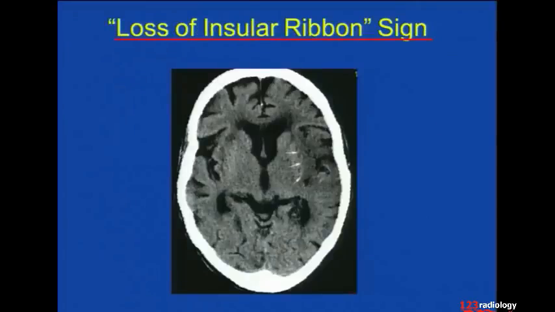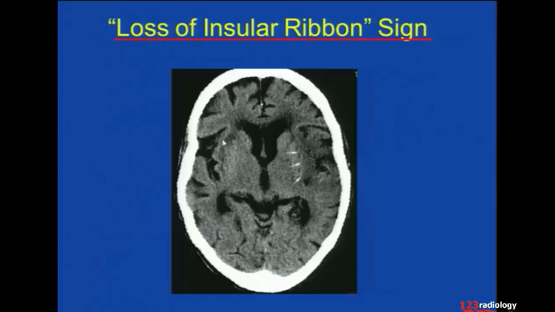So let's look at some examples here. Here is, I believe, a relatively obvious example of the insular ribbon sign. I've got arrows on it. So let's look at the normal side. Why is this called loss of the insular ribbon? What is the insular ribbon?